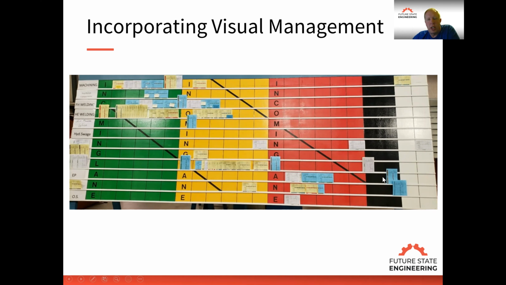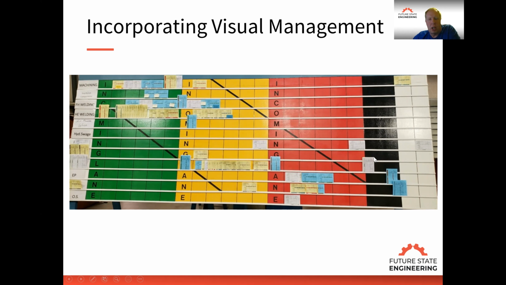Black means the order's late. Red means it's in the last third of its production lead time. Yellow is in the middle third, and green is in the first third. These two black lines on here represent, if the cards are between those lines, that it's a normal condition. If a card is outside those lines, it's abnormal. Those are the things we talk about in the production meeting. The meeting's 15 minutes long to talk about abnormalities.